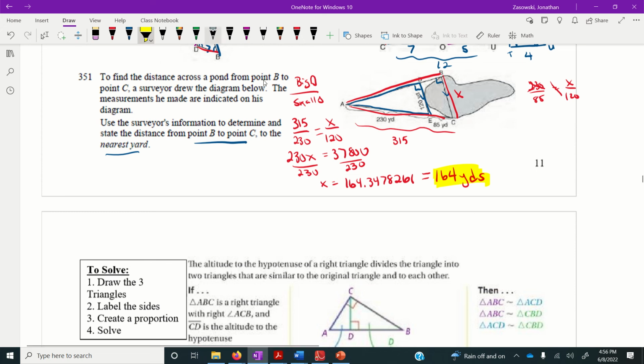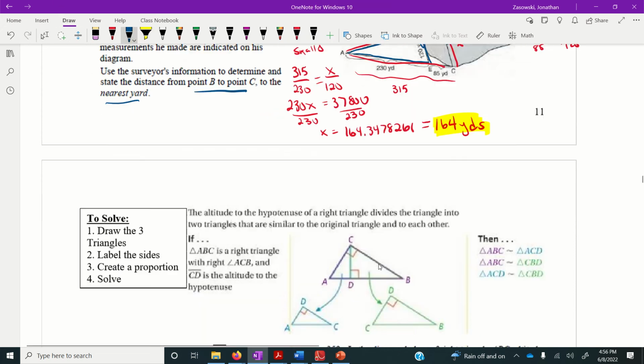Okay, so be careful when you're doing those ones. That's how we're going to make sure we get it done. So big triangle, small triangle, or top to bottom.